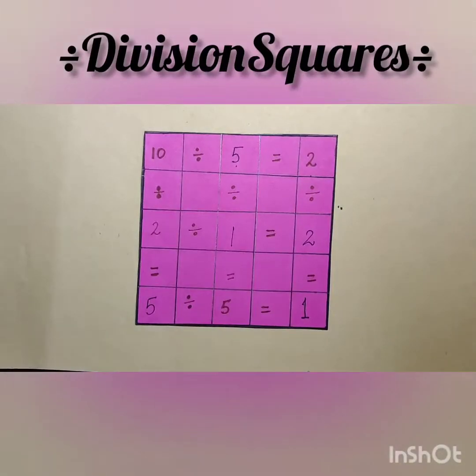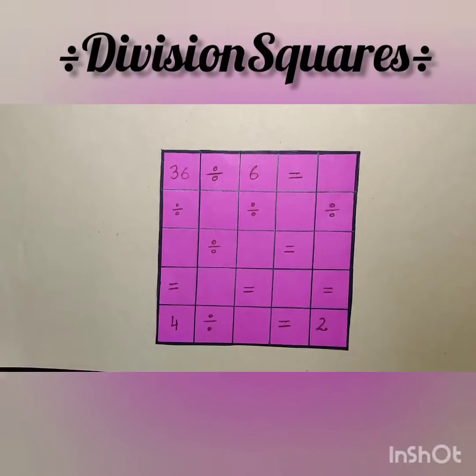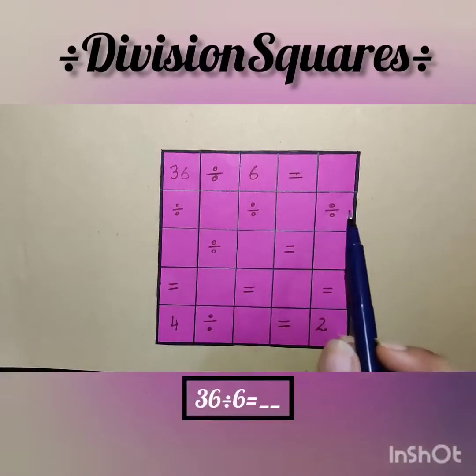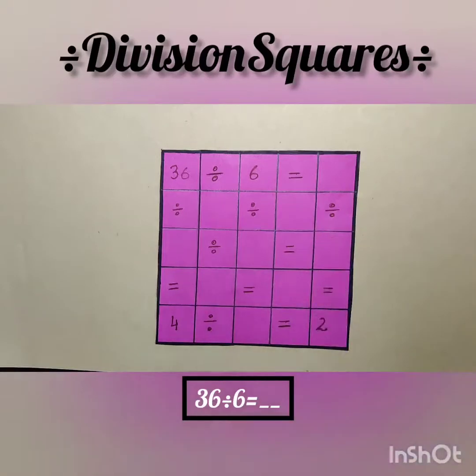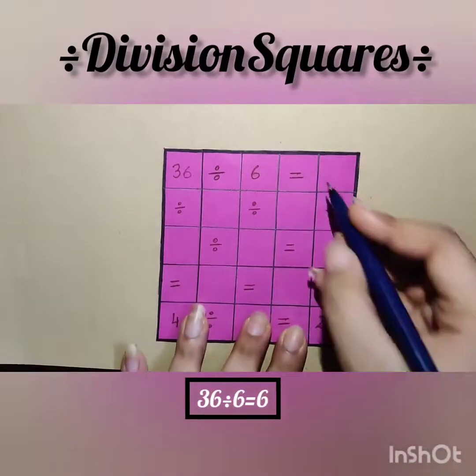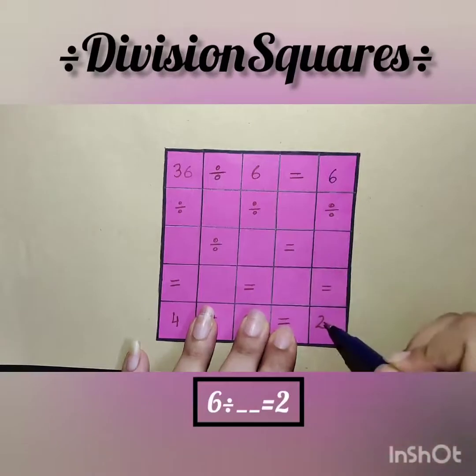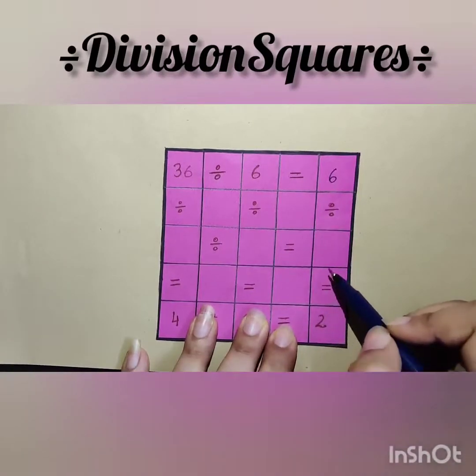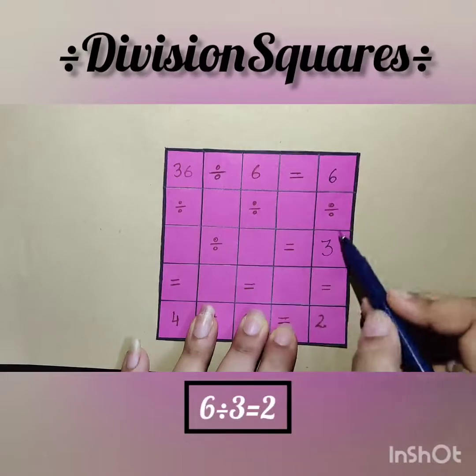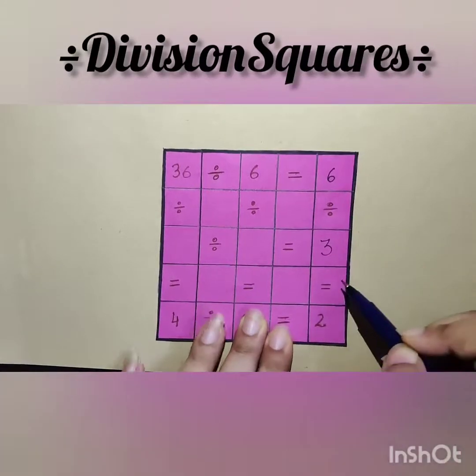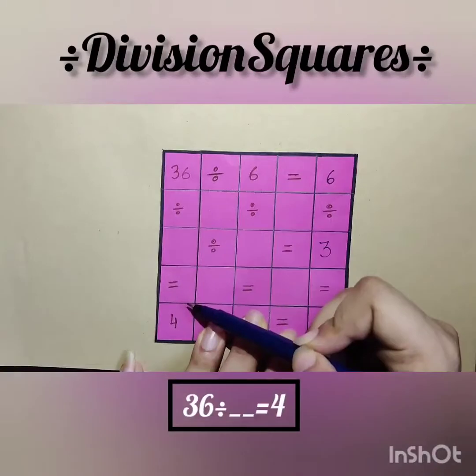Let's try with another part, okay? Alright, ready everyone? You all can draw the same square grid. Ready? Okay, so now let's get started with the first line. 36 divided by 6. We all know that 36 comes in the table of 6, correct? 6 sixes are 36. So the answer is 6. Now which number should I write here to get the answer as 2? I would write 3. Right? 6 divided by 3, the answer is 2. Which number should I write here to get the answer as 4?